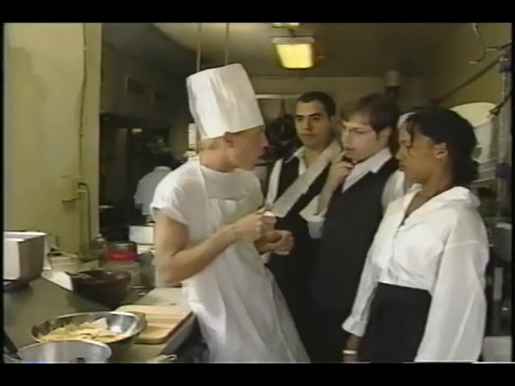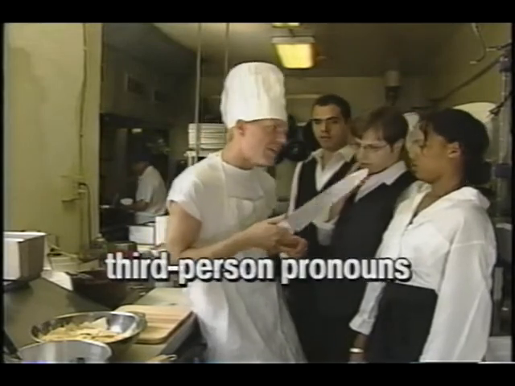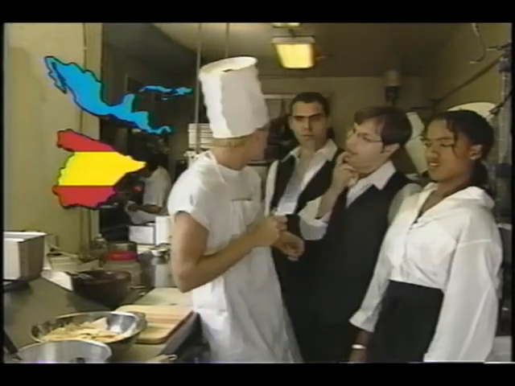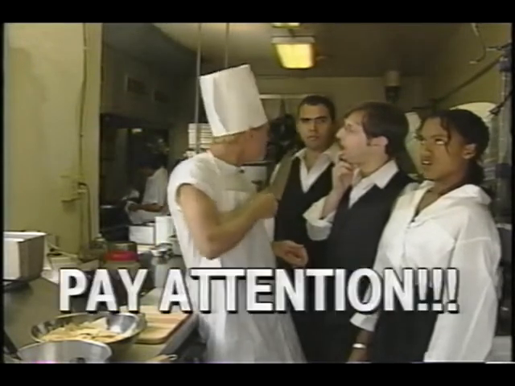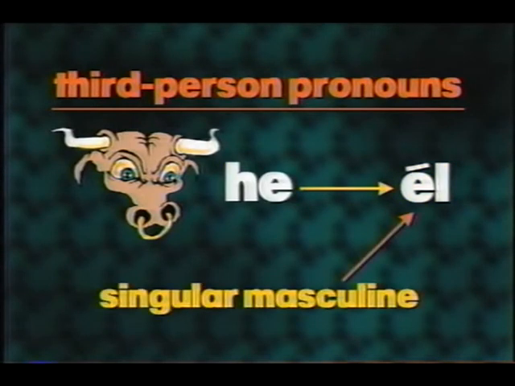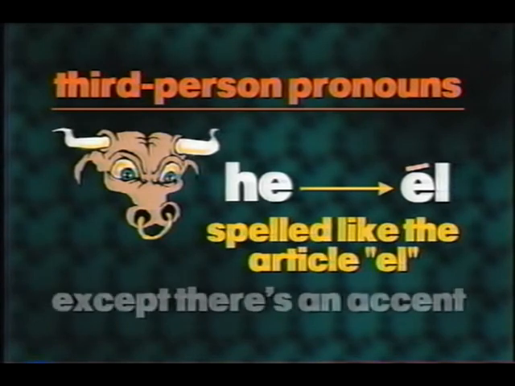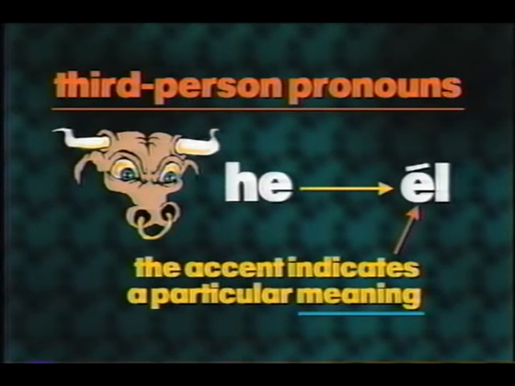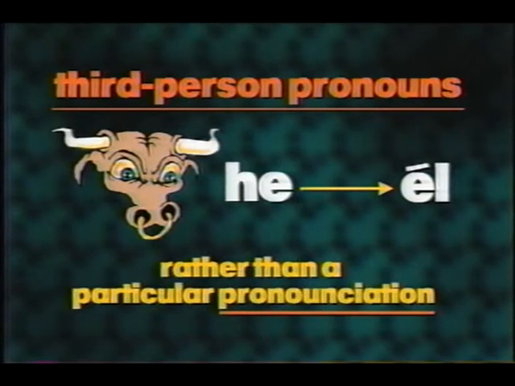All right, now we're gonna go over the 3rd-person pronouns. These are all the same, both in Latin America and in Spain. All right, you gotta know them all, so pay attention. The Spanish word for he is él. It's the 3rd-person singular masculine pronoun. Él is spelled just like the article el, except that there's an accent over the e, which lets you know that this él is the pronoun he rather than the article the. This is one of those cases we told you about where the accent on a word indicates a particular meaning rather than a particular pronunciation.